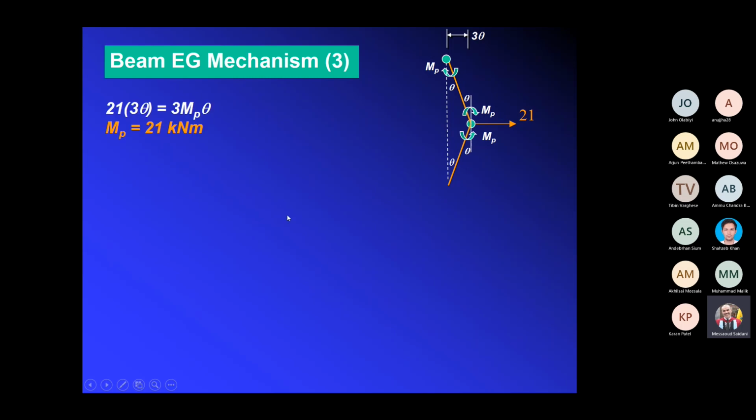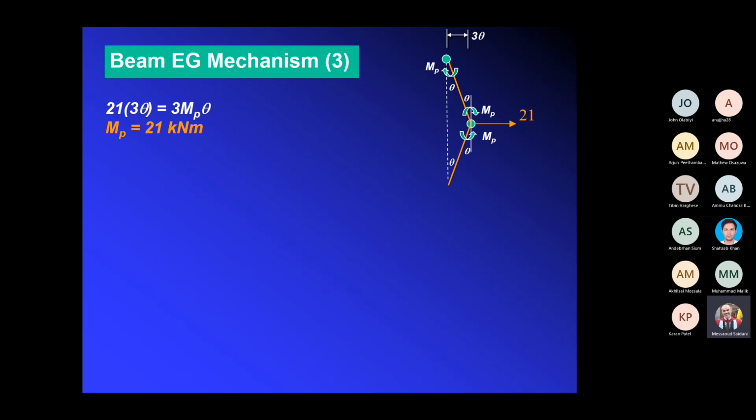So writing the equations of external and internal work, we have 21 times 3 theta. That's the external work. And then the internal work, we have mp theta, and mp theta, 3 mp theta, which gives, when you simplify the theta, 21 times 3 divided by 3, which gives 21 kilonewton meters. So this is the third mechanism, which is the beam mechanism.